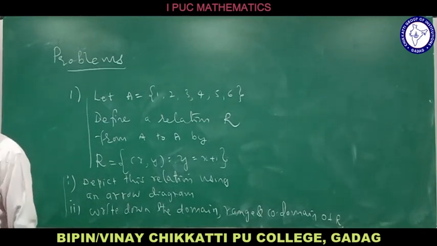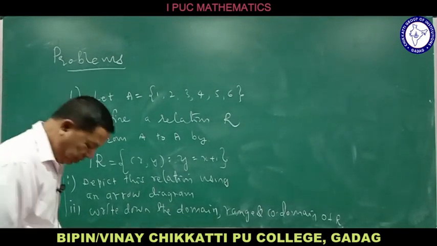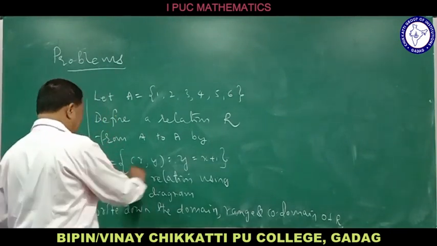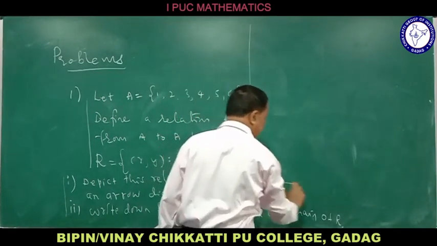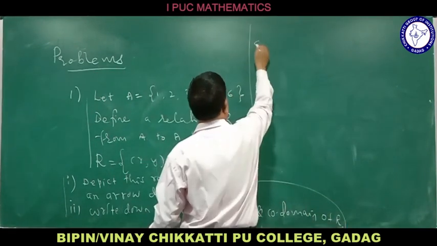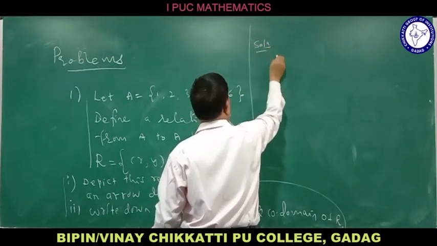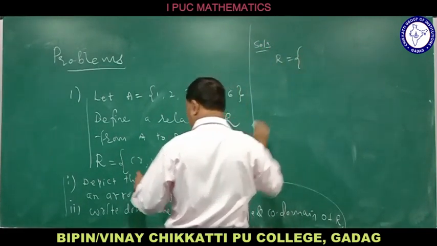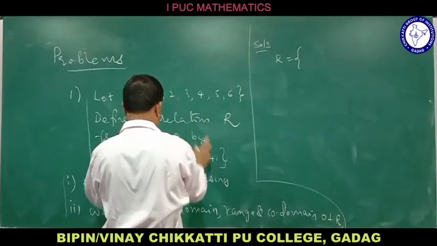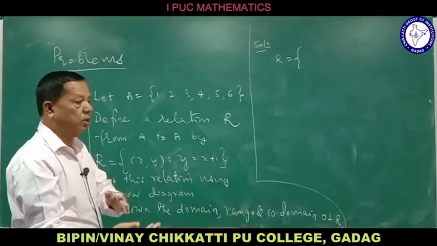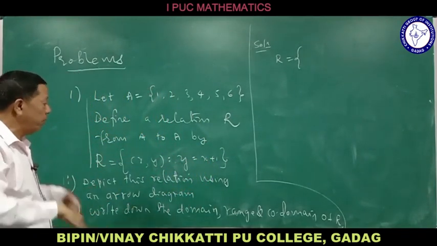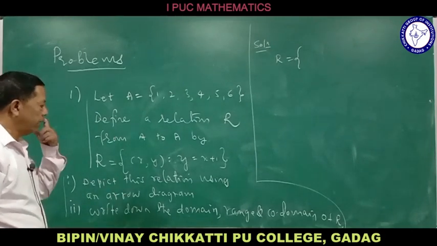Basically you have to go by the definition of a relation, and accordingly you can state the result. First I want to tell you the question: depict this relation using an arrow diagram. But when you write it, the relation is given on set A to set A in set builder form. So better you write set builder form to roster form. When you write the roster form, you will understand, and accordingly you can write it.